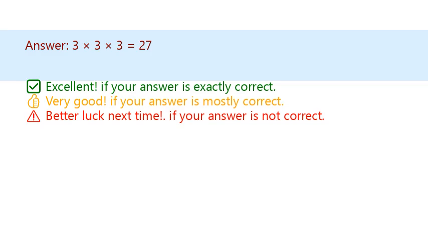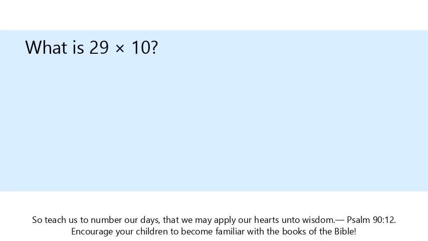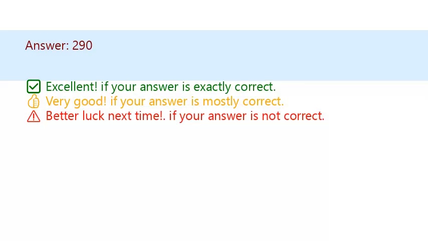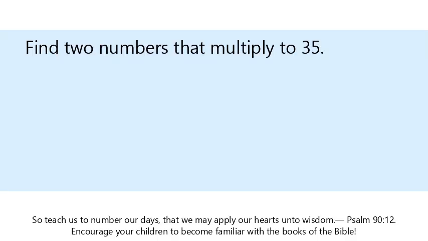Answer, 3 by 3 by 3 equals 27. What is 29 times 10? Answer, 290. Find two numbers that multiply to 35.